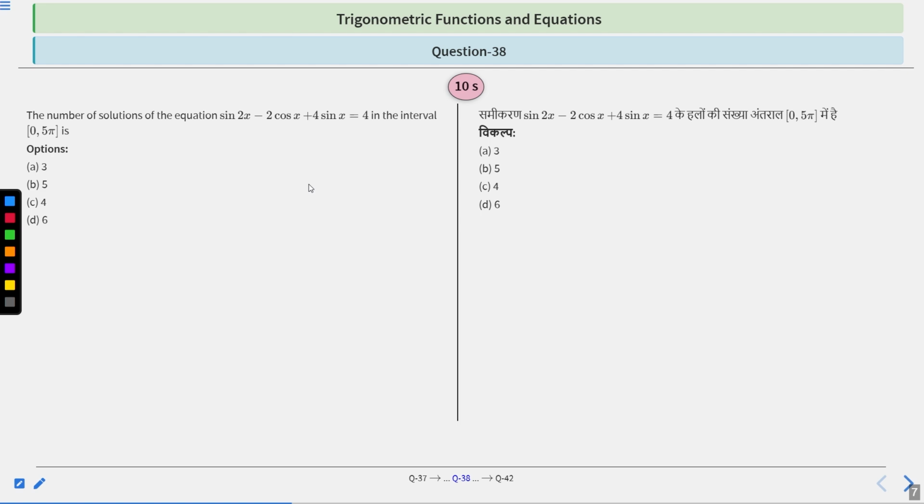After finding the solution, we will calculate the general solution. And after that, we will try to find the solutions between 0 to 5 pi. We basically have to find how many solutions there are in the 0 to 5 pi interval. So in this way, you can try to approach this question. You have 10 seconds to think about this question. After 10 seconds, we will discuss the solution part, okay?